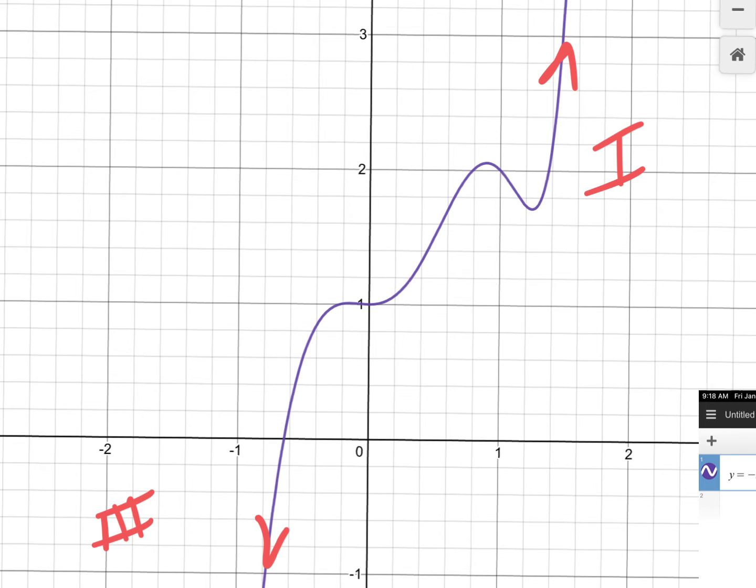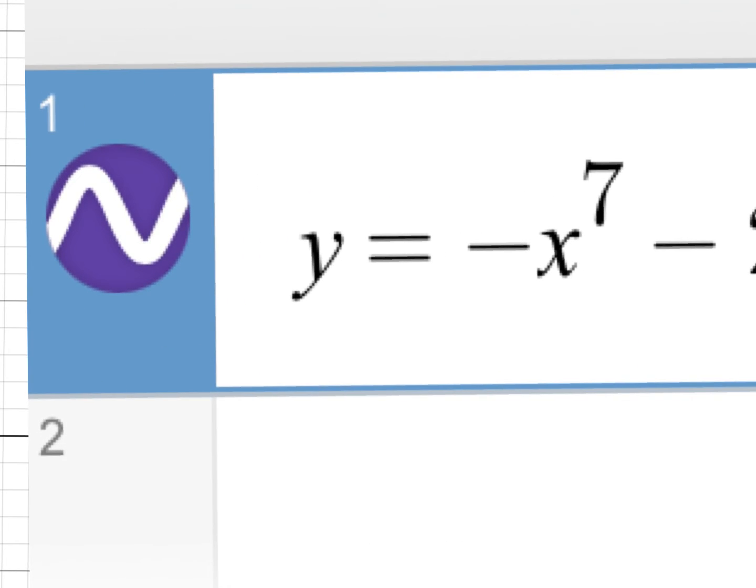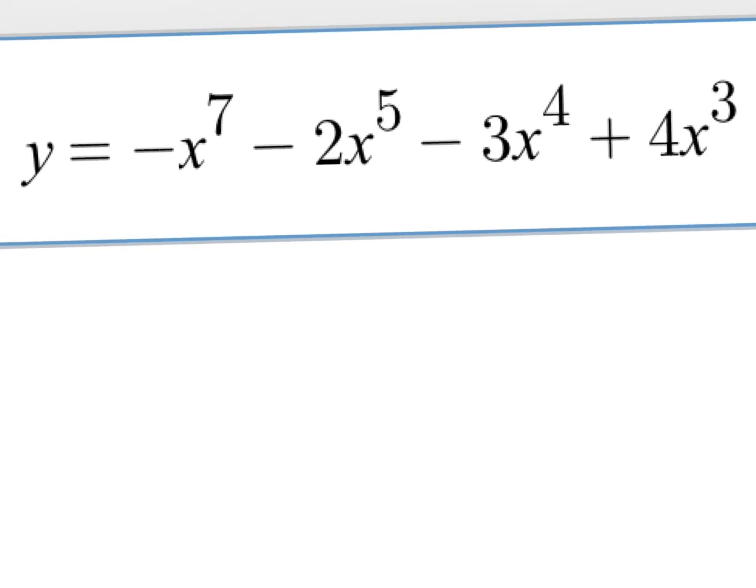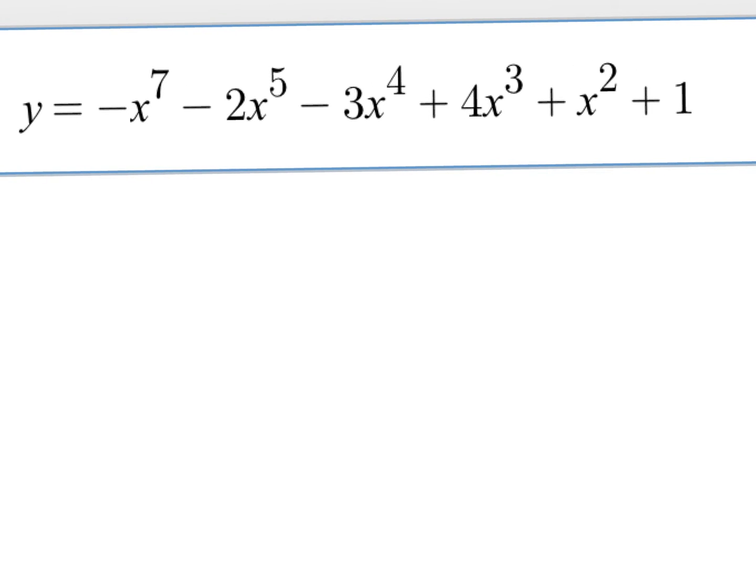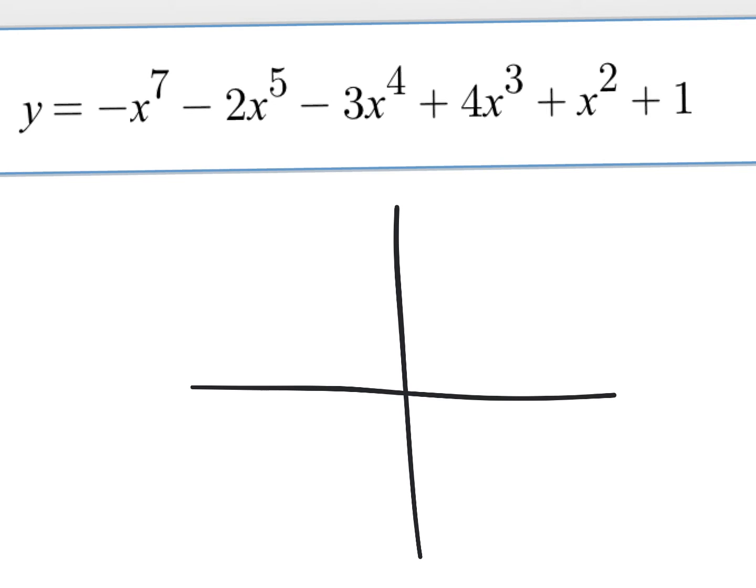Sound good? Okay, now what if I were to take y equals x to the 7th and put a negative in front of it and add on a bunch of other stuff, standard form? What does this negative do to our end behavior? Where will it end up? Second and fourth. There you go. Second and fourth. So it ends up here somewhere and down here somewhere, right?